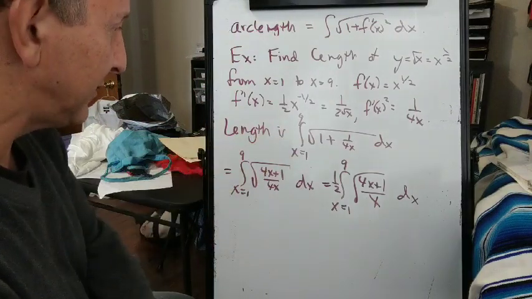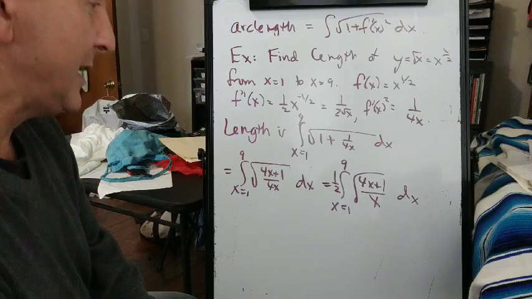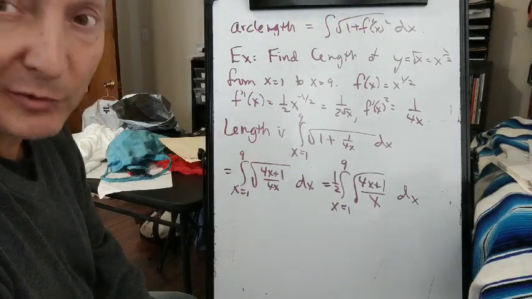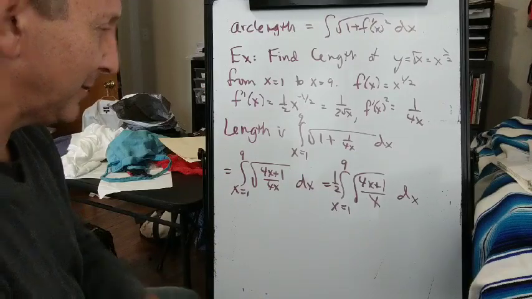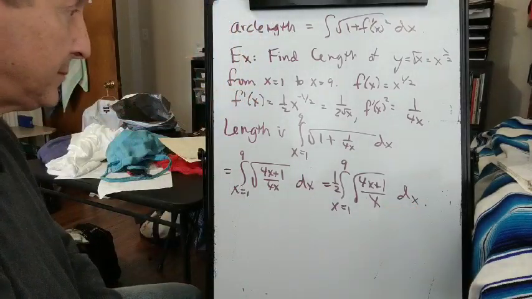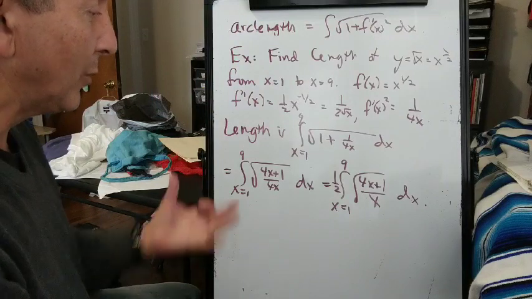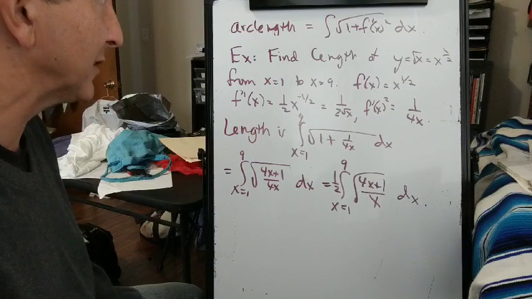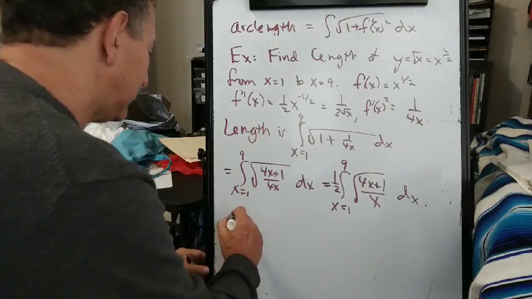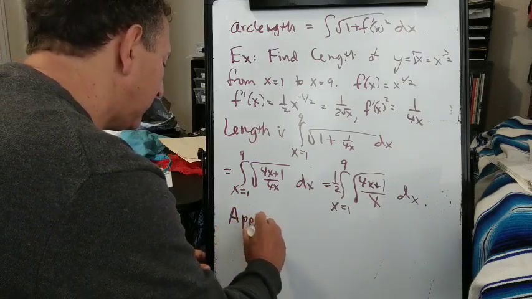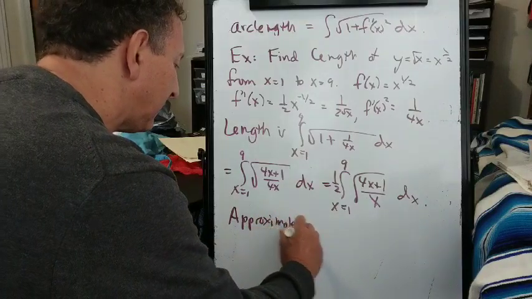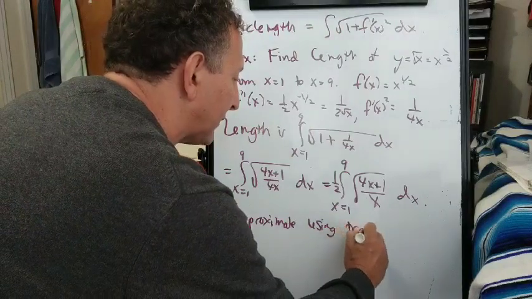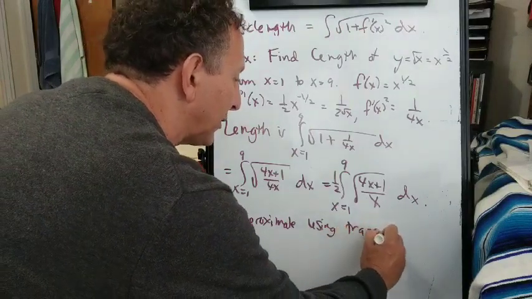Now look at all of these different expressions for the same integral, and it doesn't look like something I know how to integrate. Maybe I haven't looked at it hard enough, but I just don't see how to do it. Well, if I can't do an integral, I can approximate the integral. So let's approximate this using, say, the trapezoid rule.